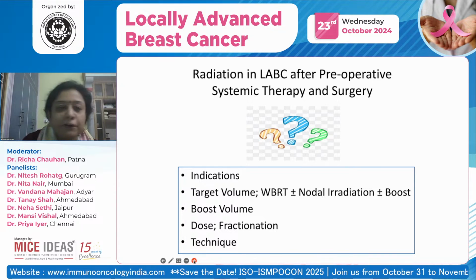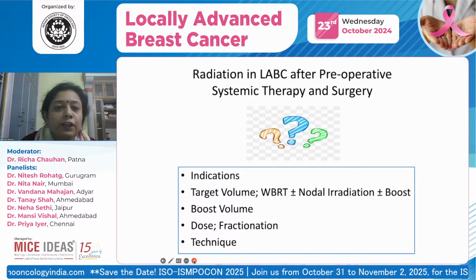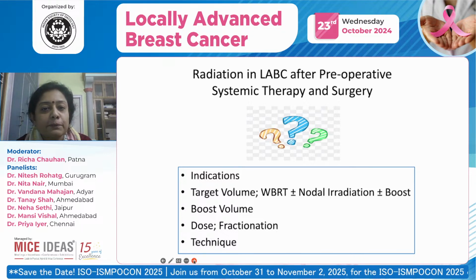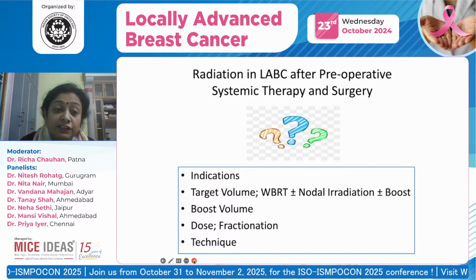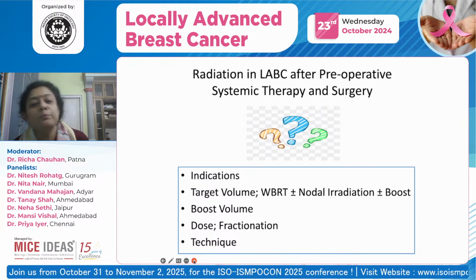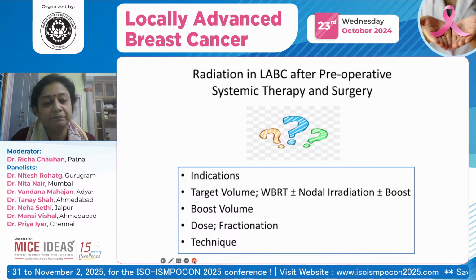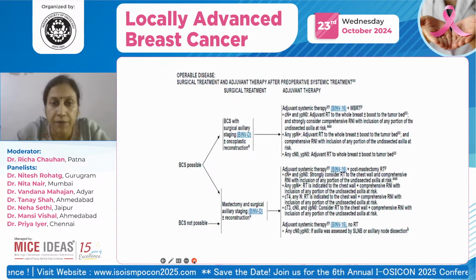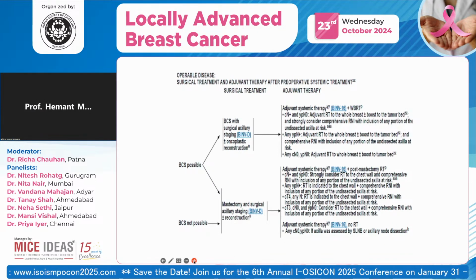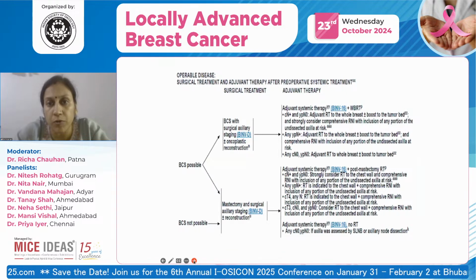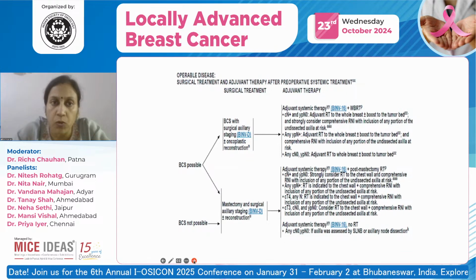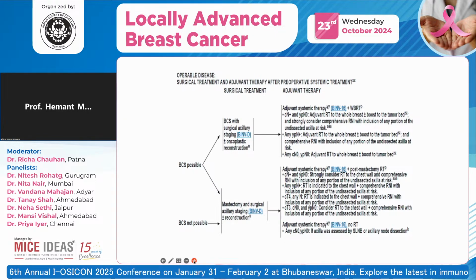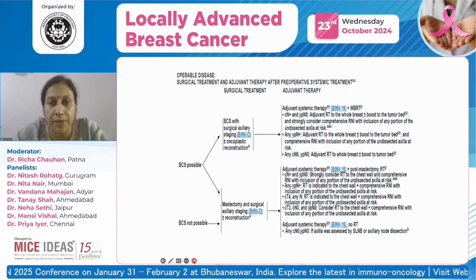So coming over to Priya ma'am, what is your take on radiation in LABC after pre-operative systemic therapy and surgery? Is it indicated in all the cases? What are the target volume, the boost volume, the fractionation? In LABC, definitely after neoadjuvant chemotherapy, irrespective of the pathological staging, radiation is needed. If it is BCS and we have not proven the node, but clinically there were a lot of nodes on mammograms, I would definitely prefer to treat the whole breast and the supraclavicular nodal regions along with the internal mammary nodes because it's an upper inner quadrant tumor. I would like to treat all these nodal areas.